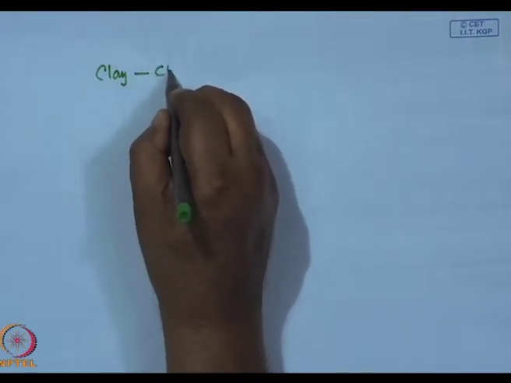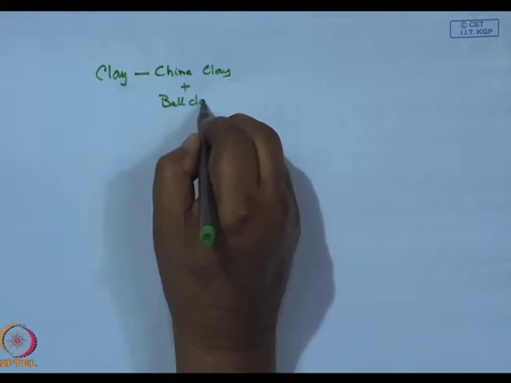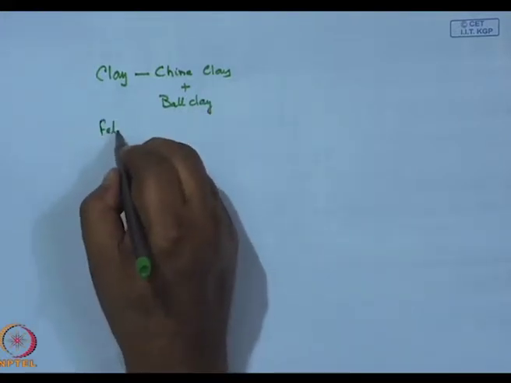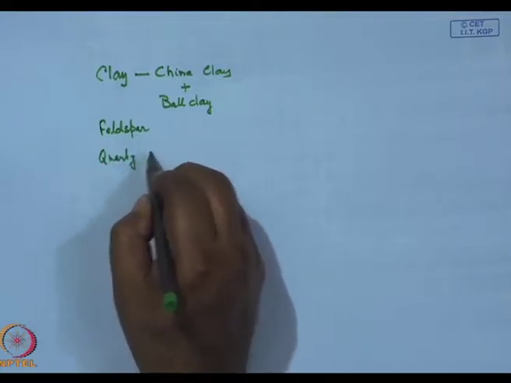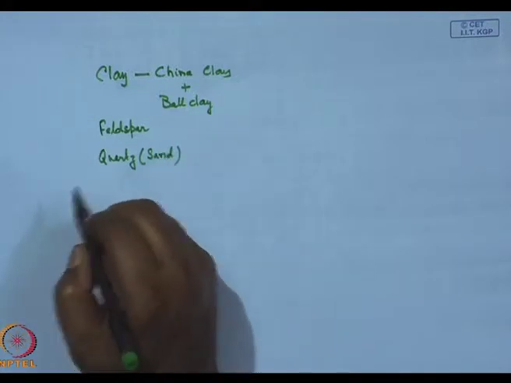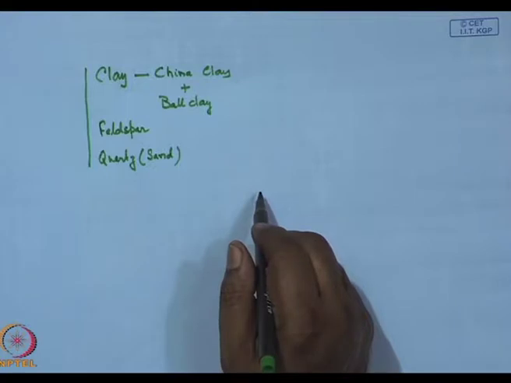For example, the cup from which you drink your coffee or tea or any beverage, how is it made? It has clay. Depending on the cost of the cup, there will be China clay with ball clay. There will be feldspar and there will be quartz or sand among the additives. So these are the principal ones, though other additives are also added, which I'll come to now.